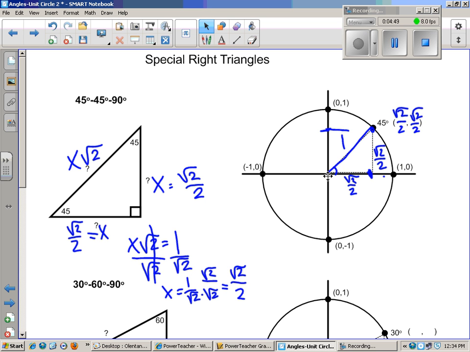So let's draw the 4 reference angles. How far is this from 0? 45. So I'm going to draw my other 45-degree angles, and I'm also going to make those into triangles. And what are the lengths of the legs going to be for those? Same thing, right? Square root of 2 over 2.